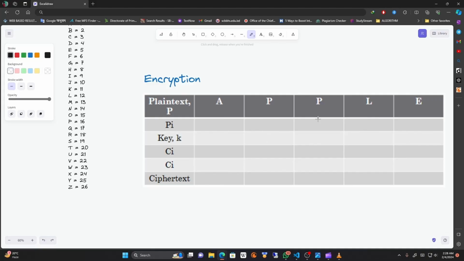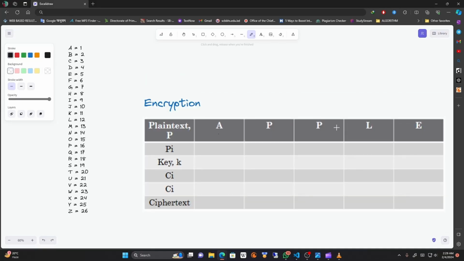For example, we again put our plain text as apple, and let's put the index value first. For a our index value will be 1, for p our index value will be 16, for l we'll get 12, for e we get 5.